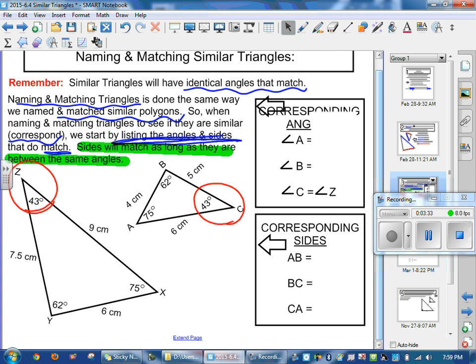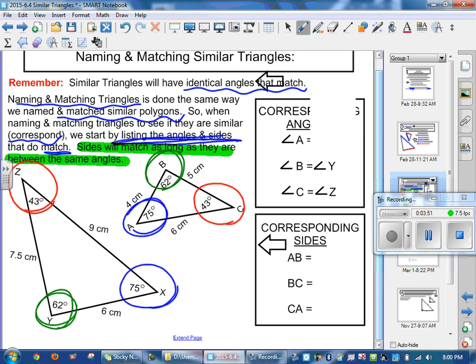Then if I take a look at angle B is 62 on the small one. Who is 62 on the big one? We find Y is 62 on the big one. So B is going to match angle Y. And we're left with an angle A, which is 75 degrees, who will match angle X. So angle A matches angle X. This helps us when we have to match our sides now.